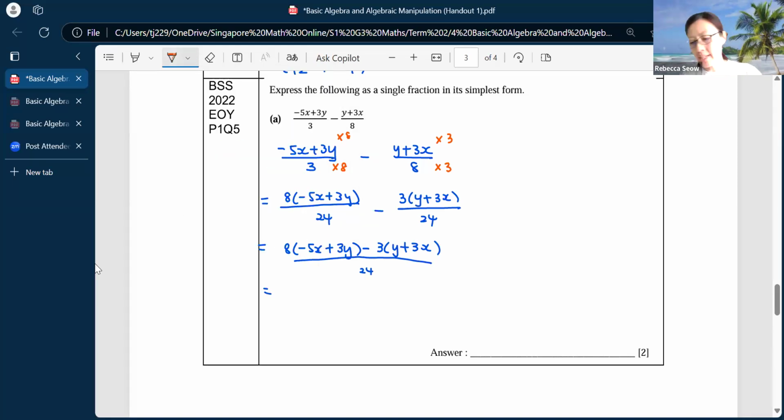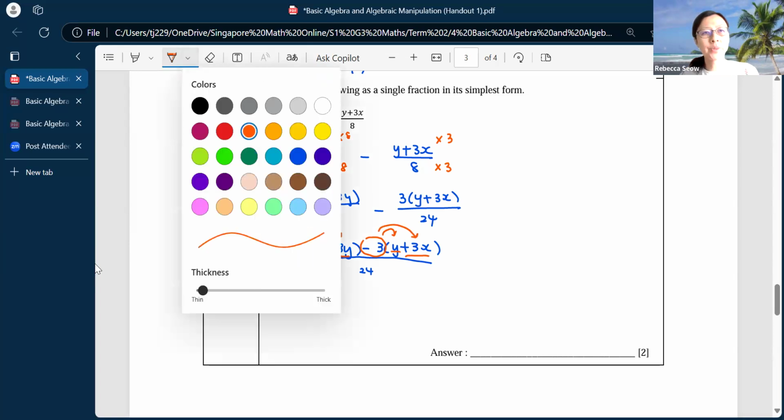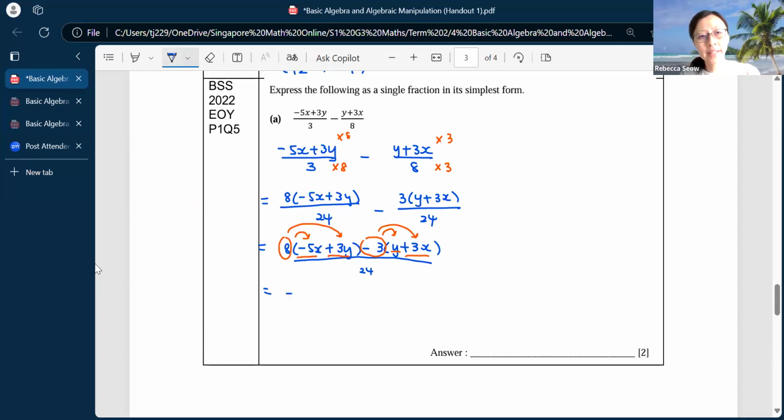Following that, let's do an expansion. I'm going to multiply 8 to each of the terms within the bracket, and multiply negative 3 to each of the terms within the bracket as well. So let's work it out. Negative 40x plus 24y minus 3y minus 9x out of 24. Okay, so this is one of the most crucial steps in the question. Ensure that every part is correct.